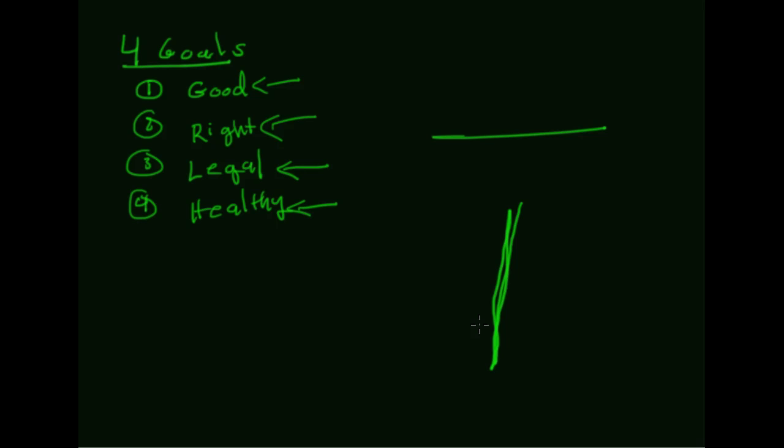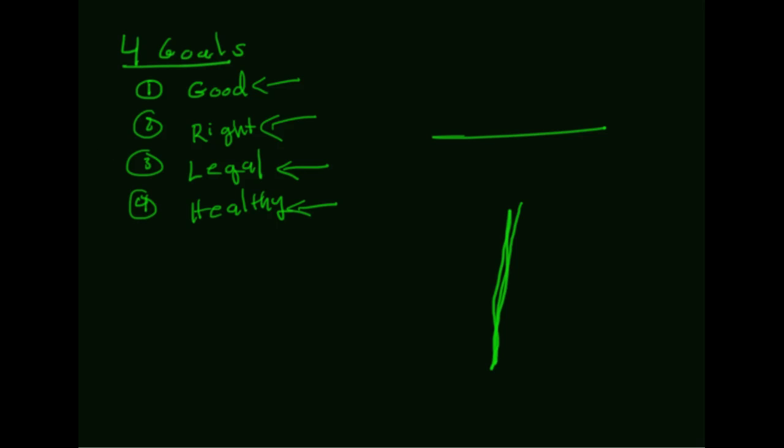So these are the four that we have here: good, right, legal, and healthy. Now, not every ethical system embraces all four, but usually it's some combination of these, and we'll take a look at that in a future set of notes.